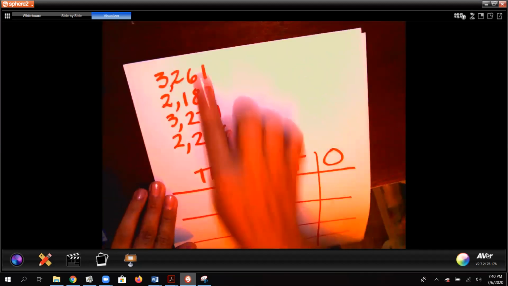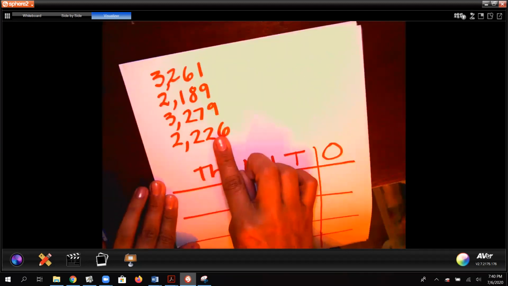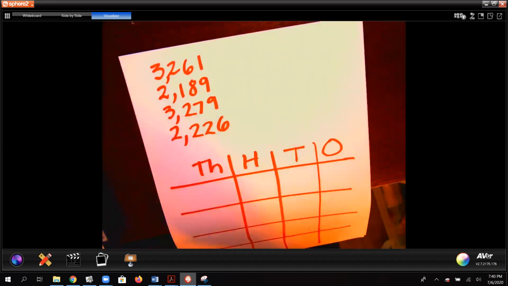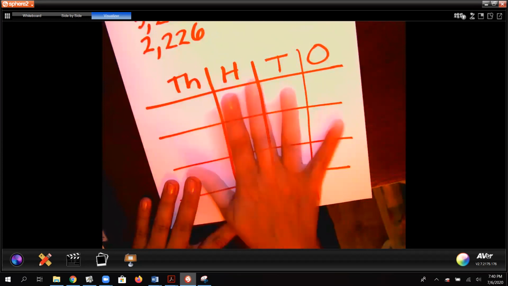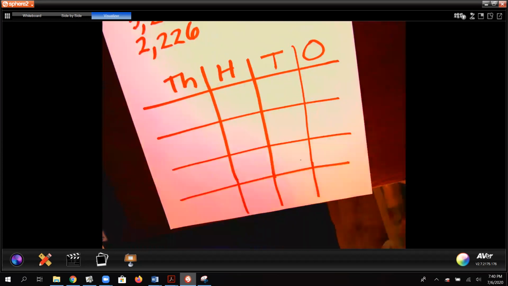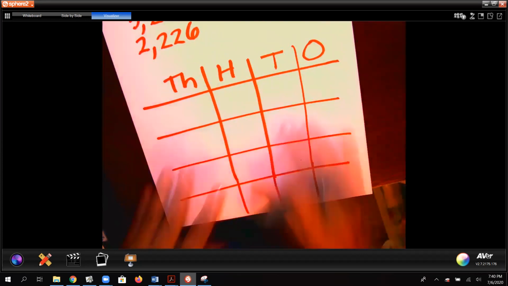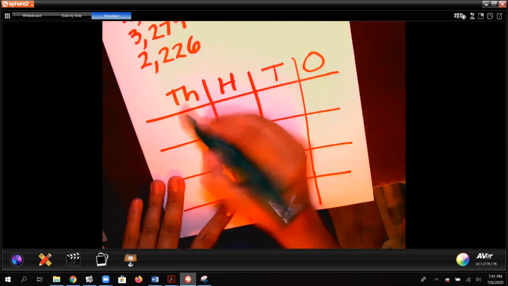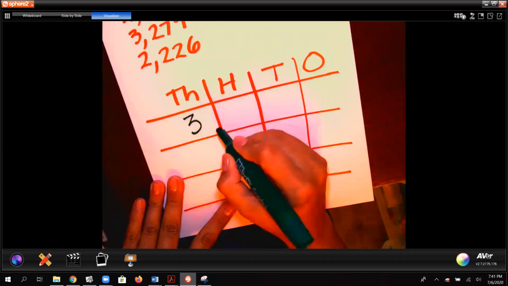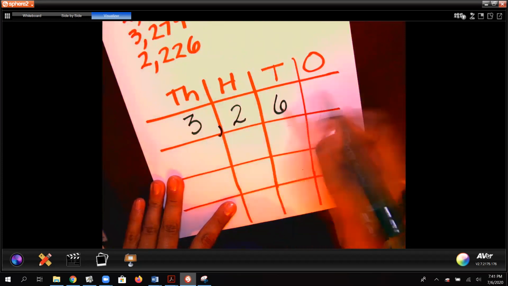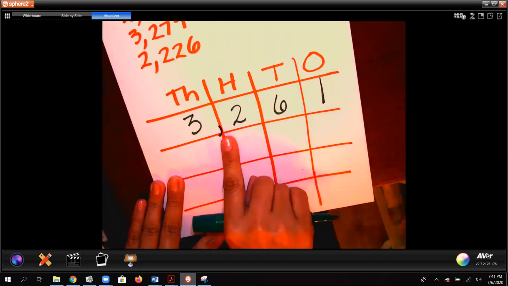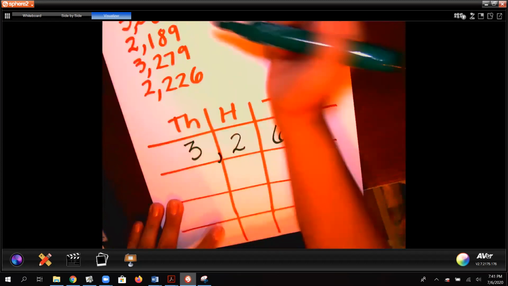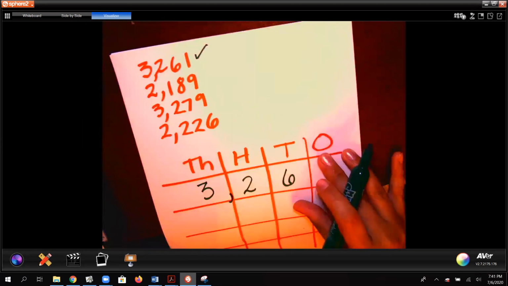Here are the numbers from the chart. I just went ahead and rewrote them again. So here is our place value chart. Remember, we always have to write our numbers in a place value chart. So our first number is 3,261. And notice I did put the comma there. I put a check mark by that because I already put it.